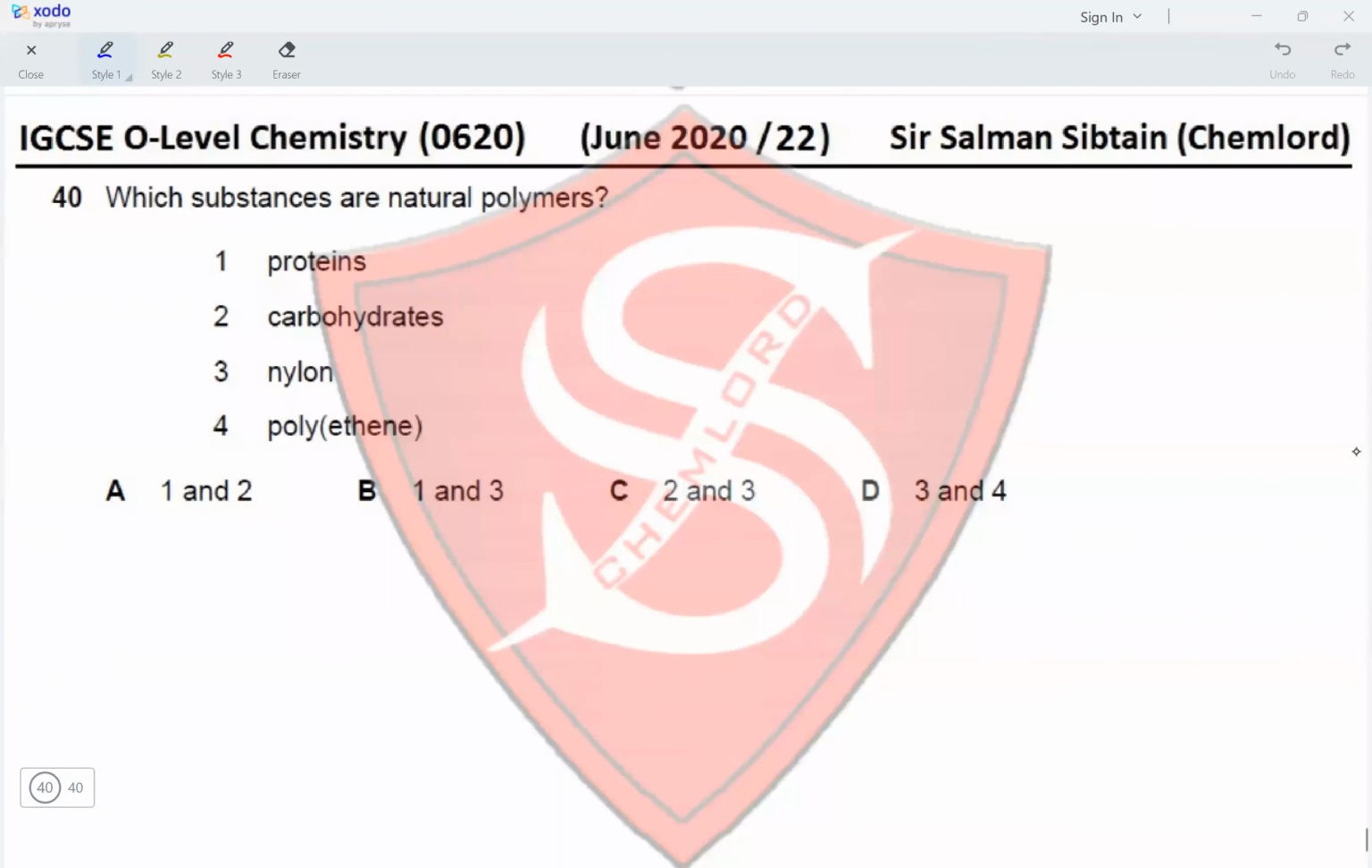Question 40. Which substances are natural polymers? Proteins, yes, proteins are natural polyamides. Carbohydrates, carbohydrates are natural polysaccharides. Nylon, nylon is an artificial polyamide, and polyethylene, polyethylene is an artificial addition polymer of ethene. So 1 and 2 are naturally occurring, 3 and 4 are synthetic. This makes option A the correct option for this question.